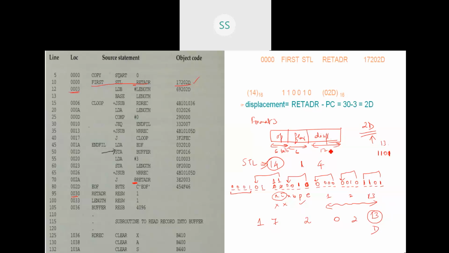I hope you have understood how to generate the object code for an instruction where the operand value depends upon the location counter value. It depends on the location counter value because RETADR is a label and its value is always determined by the value of the location counter. That is why we had to do such calculations.